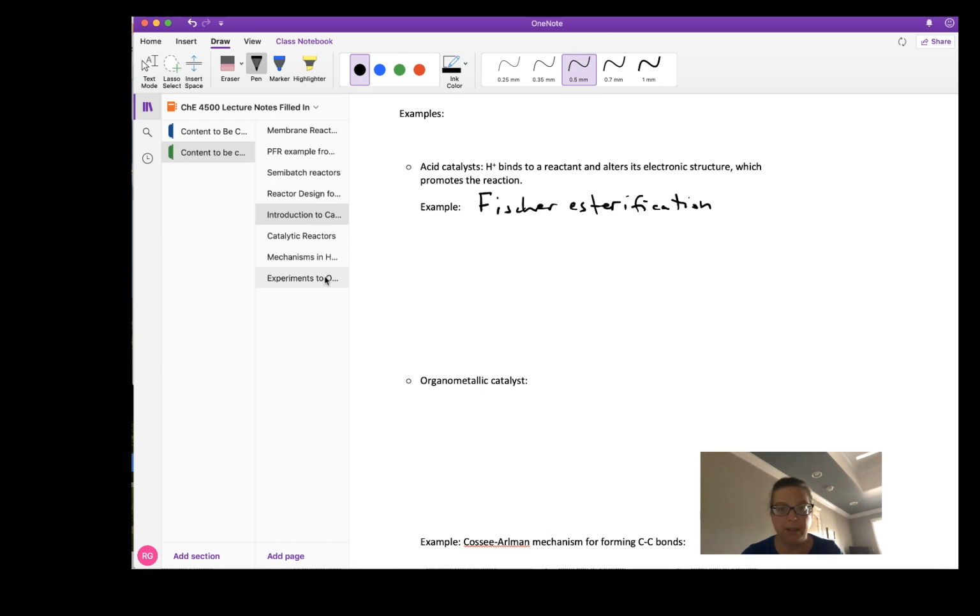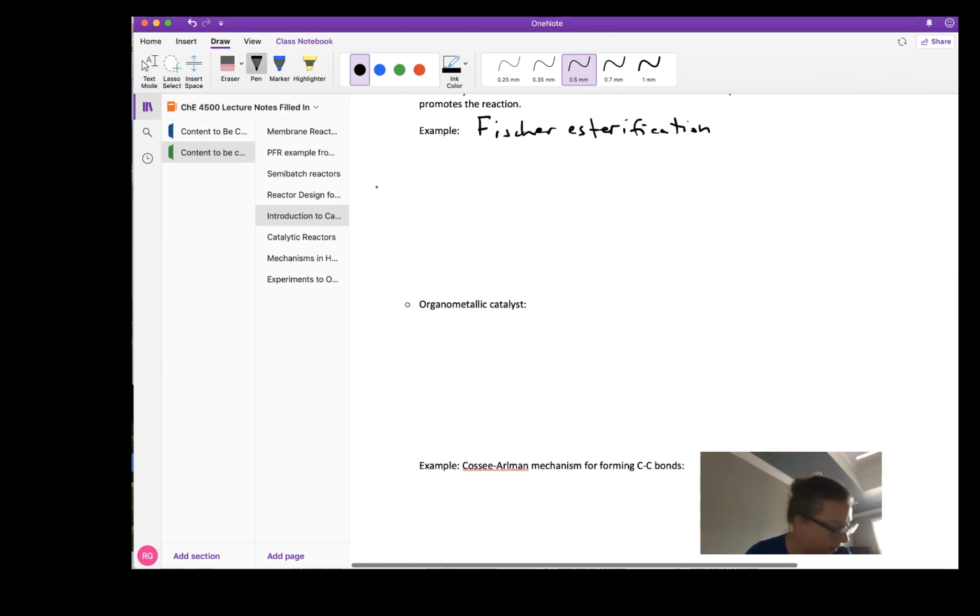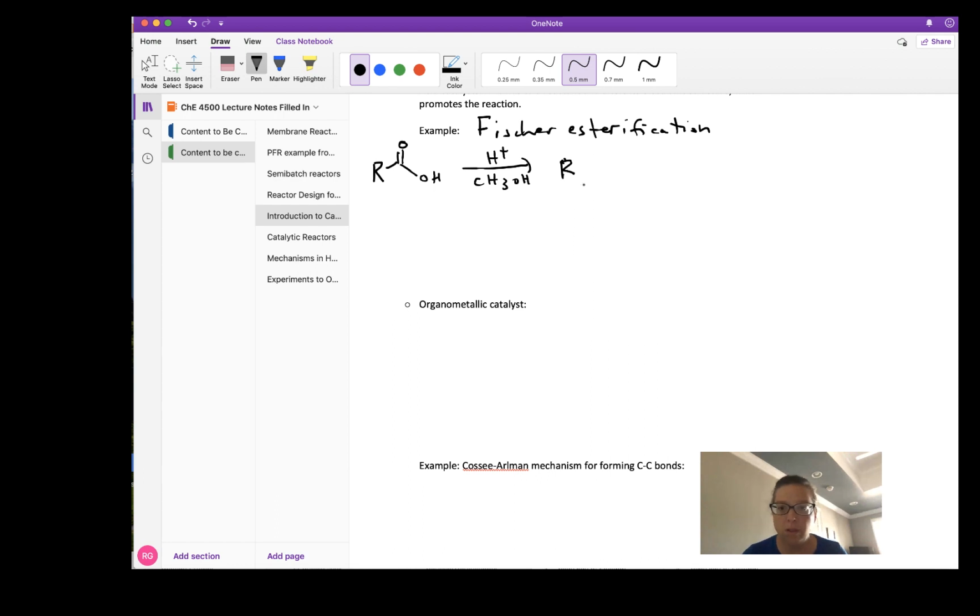So what's going on there? I have an acid species, and I react that with an alcohol in the presence of an acid catalyst to form an ester and water.